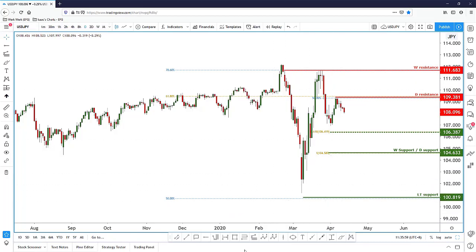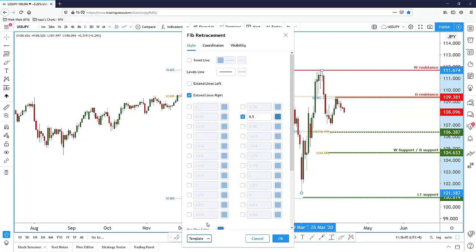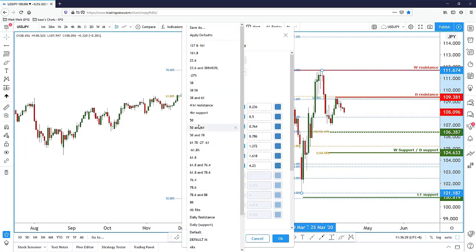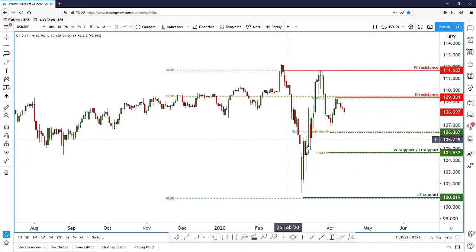And like I said, we still have to do the retracement. So let's take a retracement from swing low to the swing high, and we open up all ratios. We see that the weekly support is quite close to the 61.8. Interesting to note is that our daily intermediate support falls in line with the 50% as well. So let's just highlight this 50%. Now we have our daily resistance, daily support, weekly resistance, weekly support.